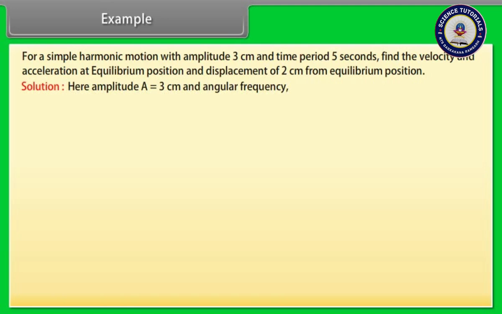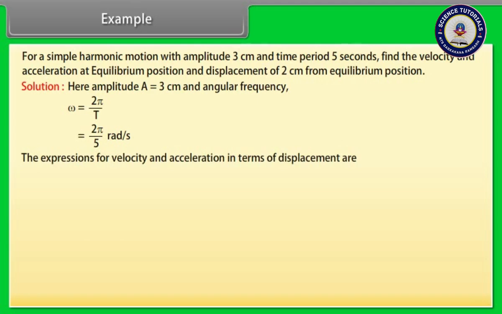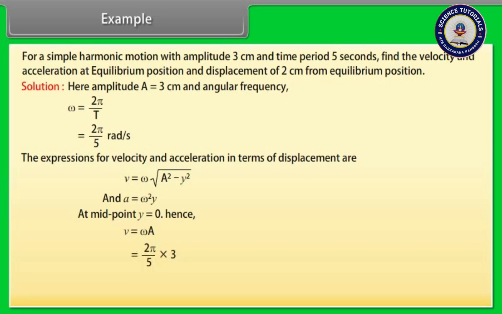Here, amplitude A is equal to 3 cm and angular frequency omega is equal to 2 pi upon T, which is equal to 2 pi upon 5 radian per second. The expressions for velocity and acceleration in terms of displacement are v is equal to omega under root of A square minus y square, and a is equal to omega square y. At midpoint y is equal to 0. Hence, v is equal to omega A, which is equal to 3.77 cm per second, and a is equal to 0.